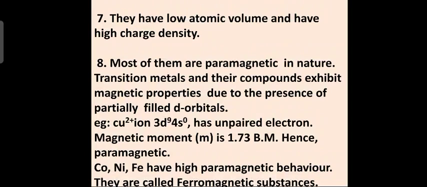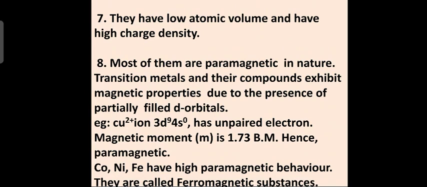One example is the cupric ion. What is the outer electronic configuration? 3d9 4s0, right? So it has one unpaired electron. If you write the 3d configuration, there are 5 d orbitals, so 2 into 4 is 8. So 4 of the orbitals have paired electrons, or 2 electrons each. The last d orbital will contain only 1 electron, 8 plus 1. So it has an unpaired electron, therefore it shows magnetic property, and the magnetic moment is 1.73 Bohr magneton. Hence it is paramagnetic in nature. Then cobalt and nickel ions have high paramagnetic behavior. Cobalt, nickel, iron are all transition elements.